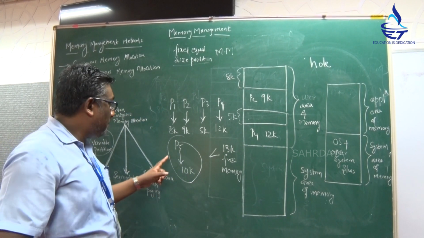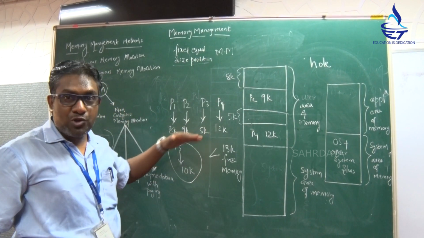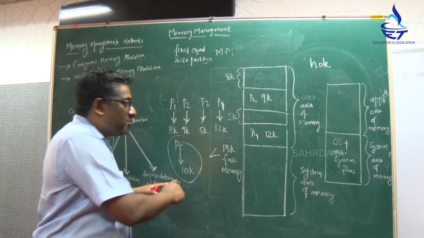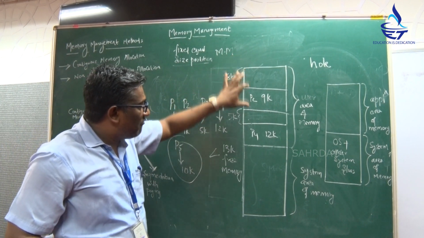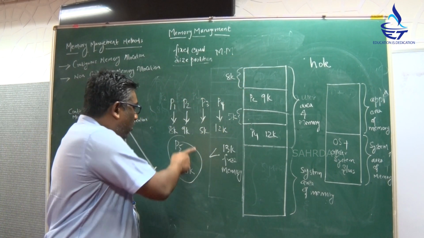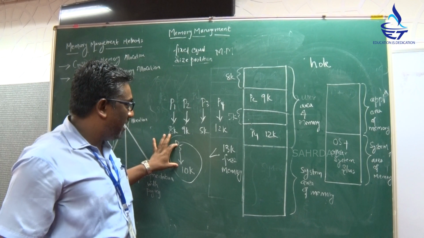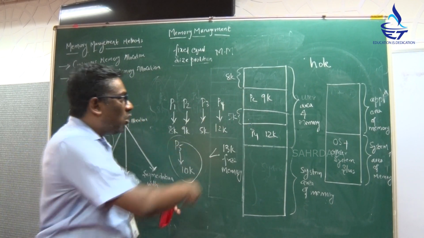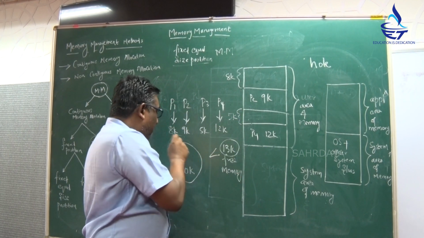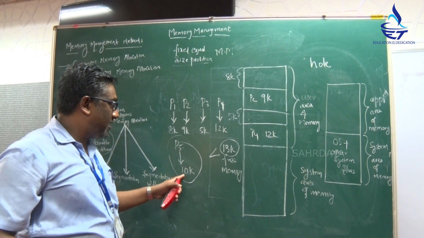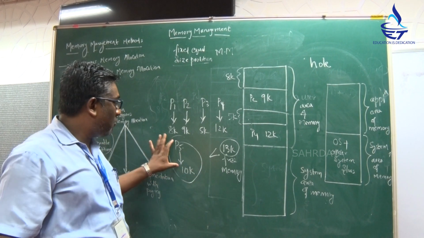But we cannot place P5 into these two memory locations, because this strategy follows contiguous memory allocation, so the program must be inside one boundary. 8K is there, 5K is there, altogether 13K, but we cannot place the entire 10K program into one memory block. Even though the size of P5 is less than the total free memory, since we are following contiguous memory allocation, we cannot place it there.